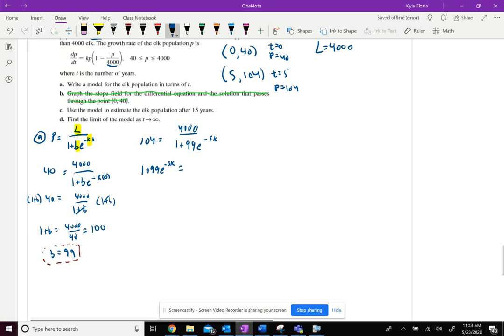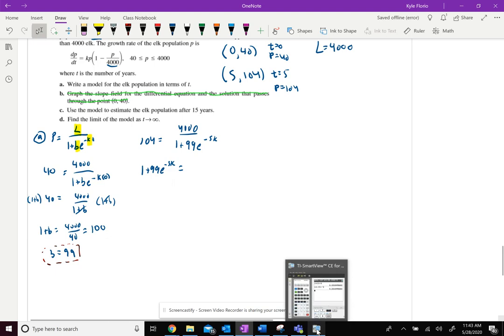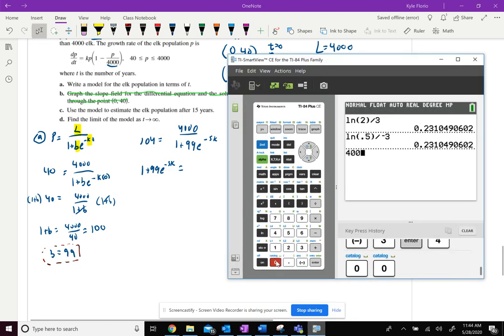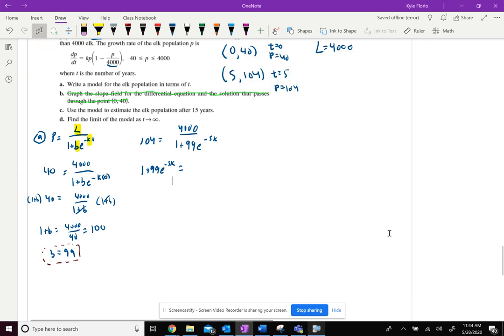So 4,000 divided by 104. It's not that nice of a number. Let's see if we can keep it as a fraction now. 4,000 divided by 104, let's put that into a simplified fraction. That's 500 over 13.